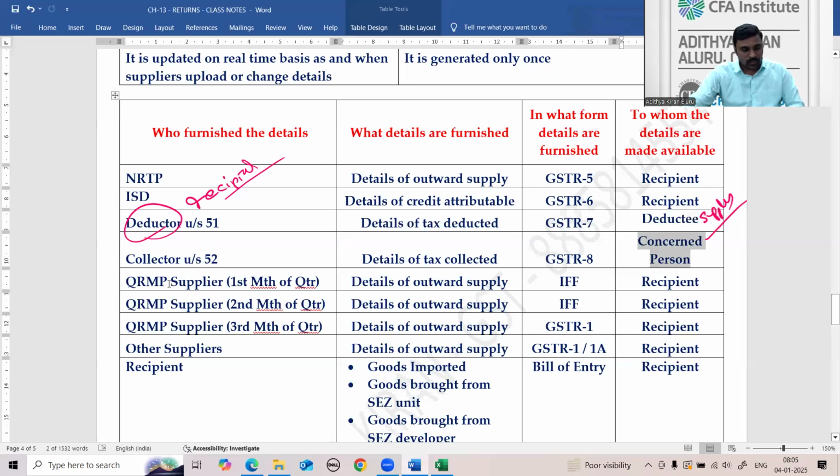Right. Next, QRMP supplier, quarterly return, monthly payment supplier. For all the months, he will furnish details of outward supply only. But for the first 2 months of the quarter he will furnish in IFF, the invoice furnishing facility, and in the last month he will furnish in GSTR1. All these details will be available to the recipient. Other suppliers furnish details of outward supply only, either in GSTR1 or GSTR1A, and they are available to the recipient.